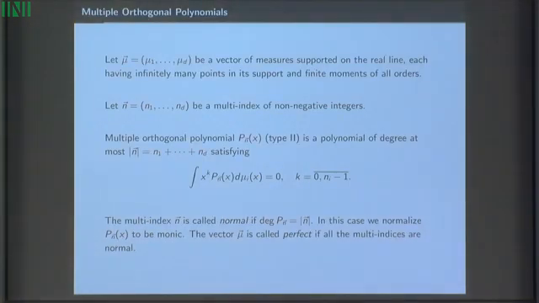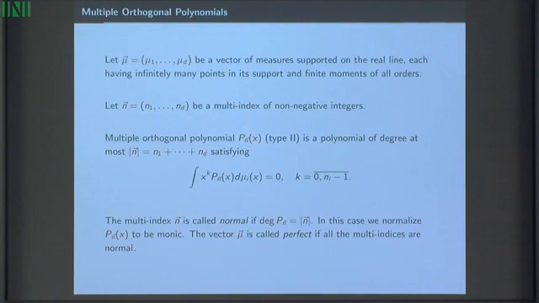So, here we start with the vector of measures. We suppose that all measures are supported on the real line. They have infinitely many points in their support, and they have finite moments of all orders, so we can compute the polynomials. In my talk, D will stand for the number of measures. We equip ourselves with the multi-index, which is simply a collection of positive integers. So n1 to nd are essentially the degrees of orthogonality we're going to later require.